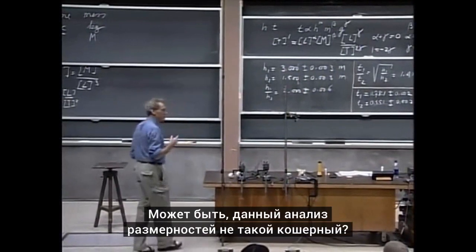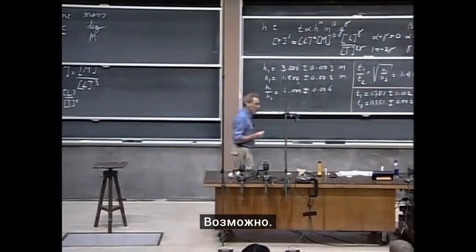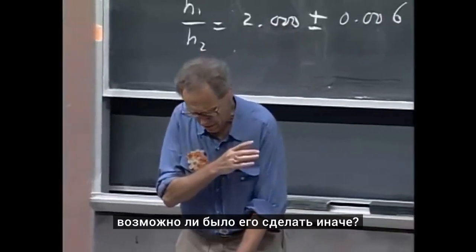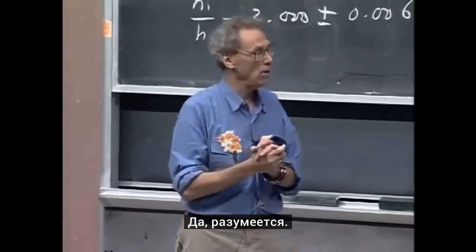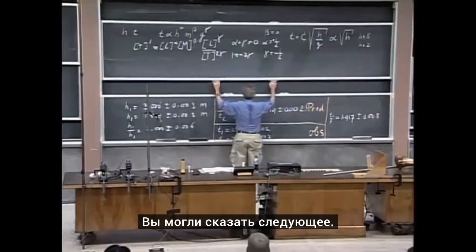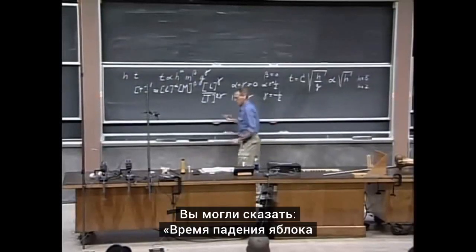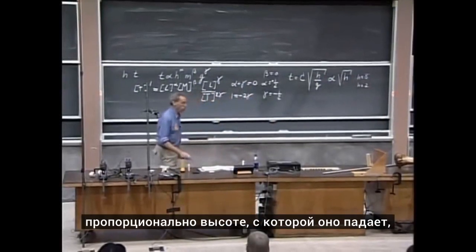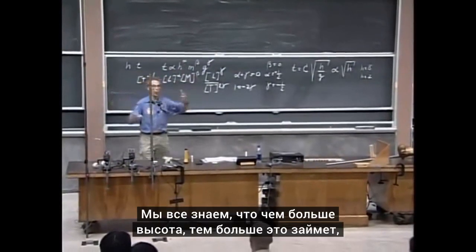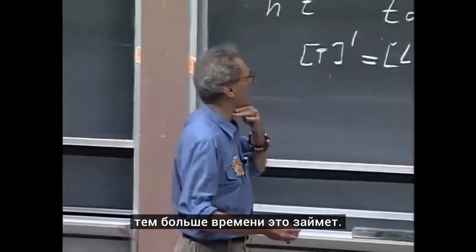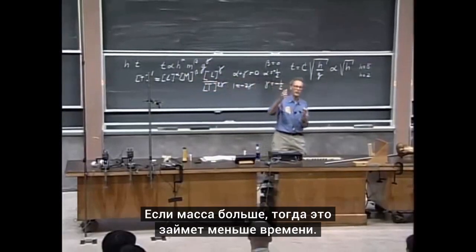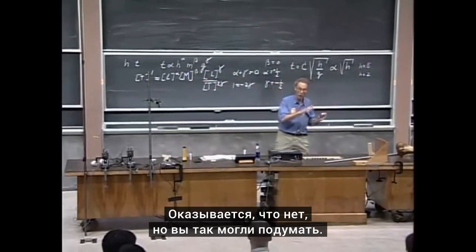Is this dimensional analysis perhaps not quite kosher? Maybe. Is this dimensional analysis perhaps one that could have been done differently? Oh yeah, you could have done it very differently. You could have said the following. You could have said the time for an apple to fall is proportional to the height that it falls from to a power alpha. Very reasonable. We all know the higher it is, the more time it will take. And we could have said, it's probably proportional to the mass somehow. If the mass is more, it will take a little bit less time. Turns out to be not so, but you could think that.